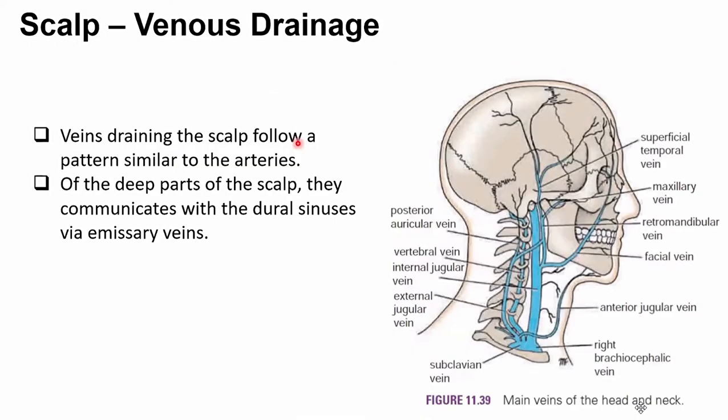Now we go to the venous drainage. The veins of the scalp also freely anastomose with one another. They follow a pattern similar to the arteries, of the deep part, and are connected to the intracranial venous dural sinuses, as I've mentioned earlier, through the emissary veins. So yung mga venous deep sinuses may link yan to the scalp through the emissary veins.